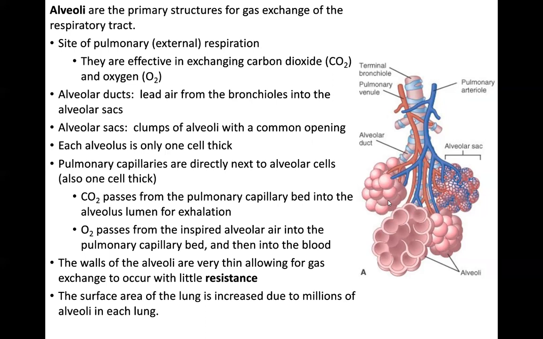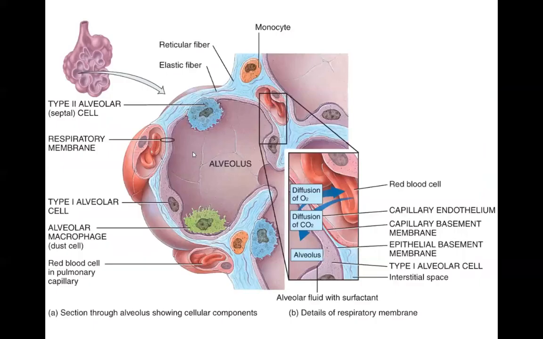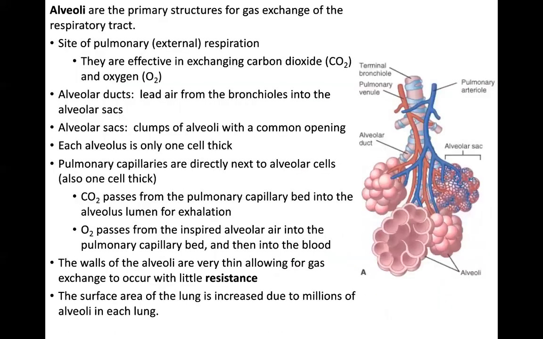Okay. Now, each alveolus, that word alveolus is singular, is only one cell thick. We can see its situation here in a couple of slides. We'll get to this picture and talk a little bit about it in a second. But by having only one cell layer that forms its wall, it's very thin walled and thus is really, really great at performing gas exchange with very little resistance.